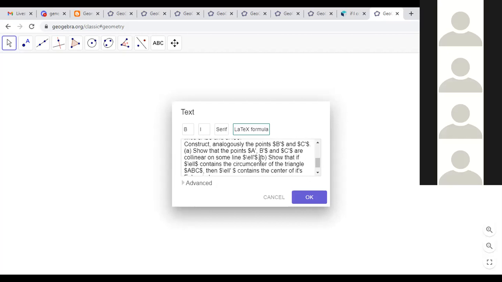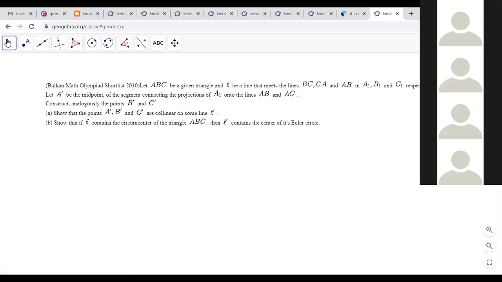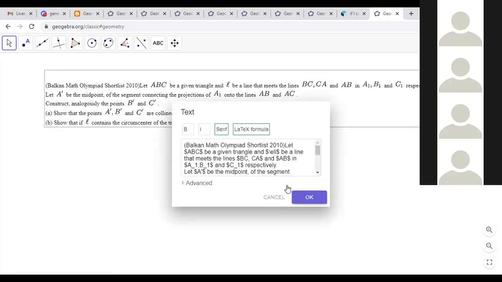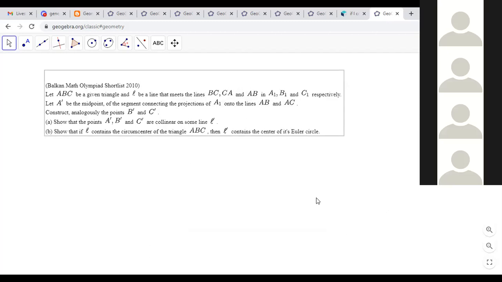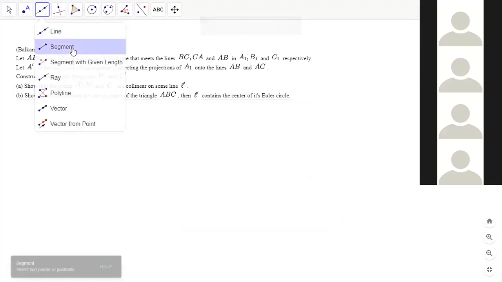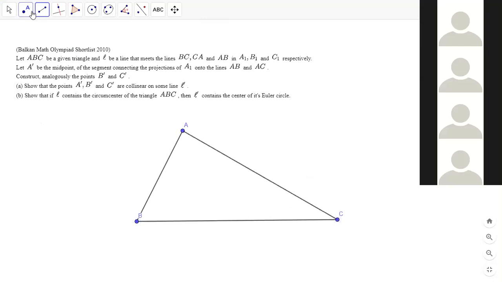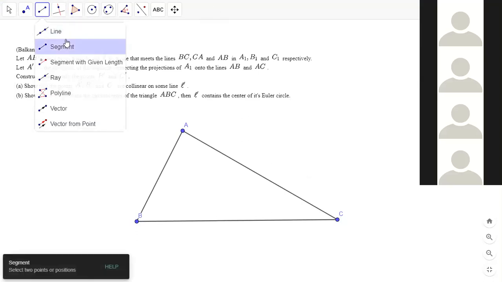There we go. Let's see how this turns up. Not too bad. Let me just do it like this. There we go. So we have a triangle ABC and we have a line L. At least one of the sides we need to extend. So BC, I'm going to draw the whole line.